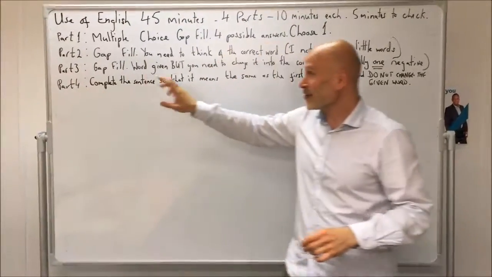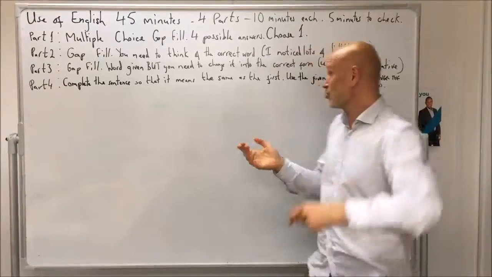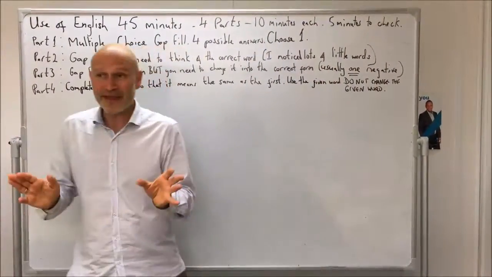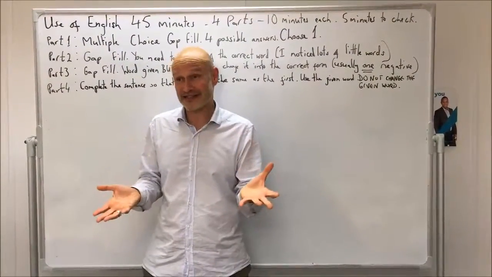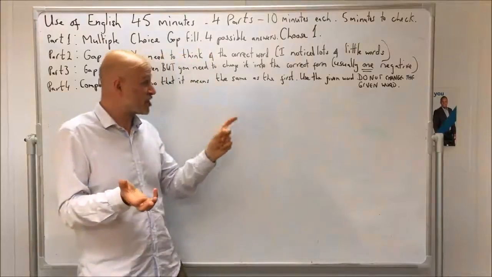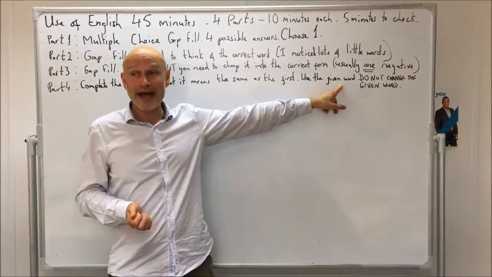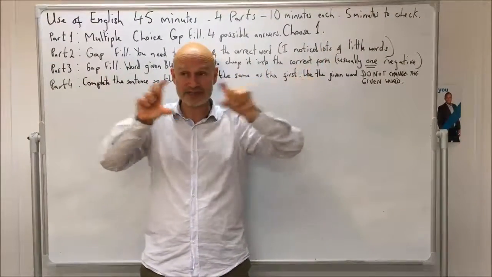Part 4, complete the sentence so that it means the same as the first sentence. You need to use the given word and you mustn't change the given word. Now, if you've done the PET exam, you'll recognize this. But the different thing here is that they give you a word to use. And the other different thing is you need to use between 2 and 5 words to complete the sentence.